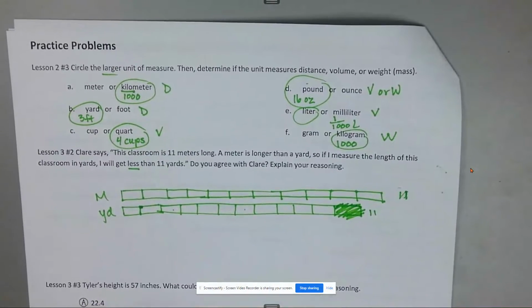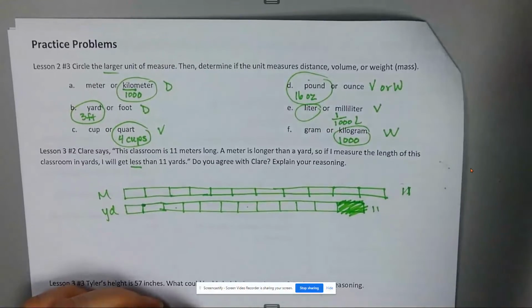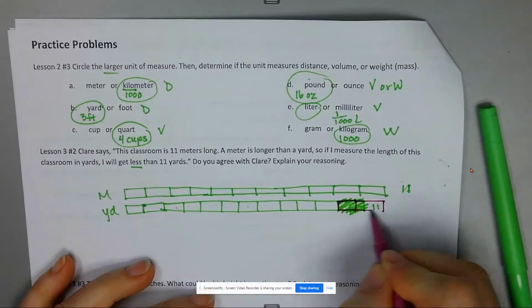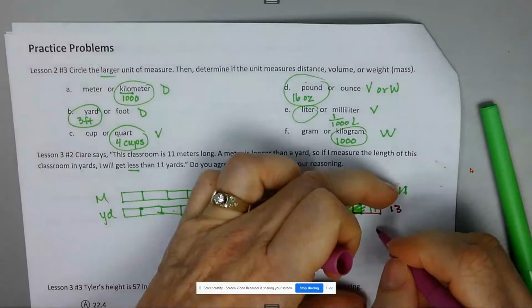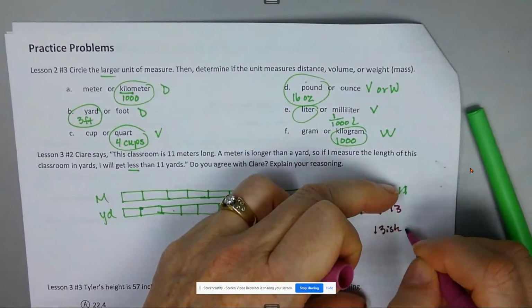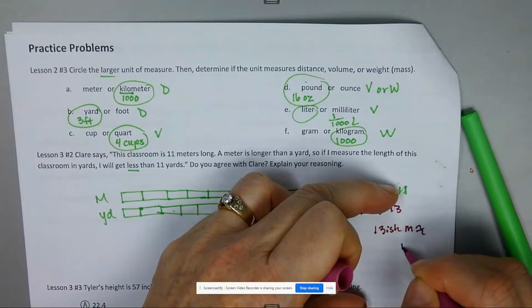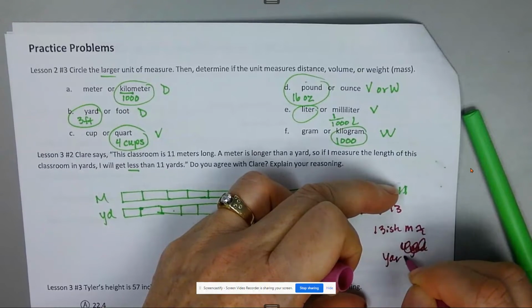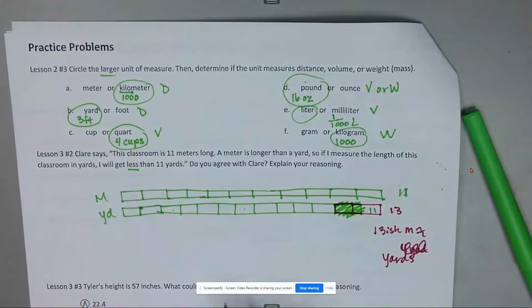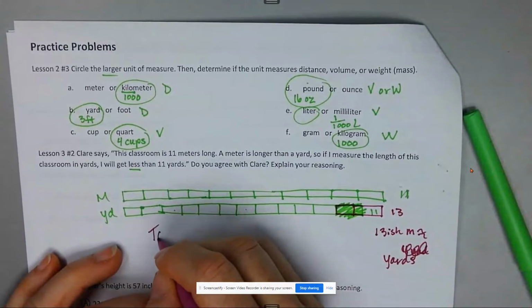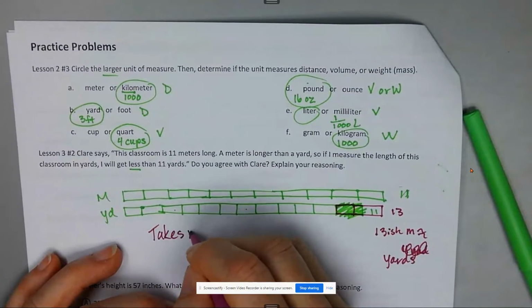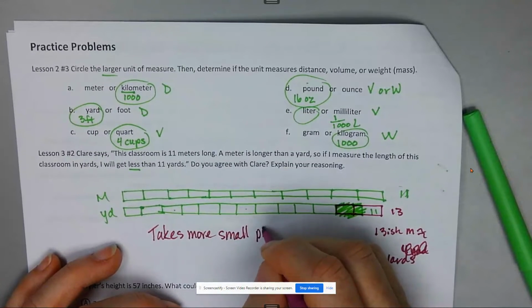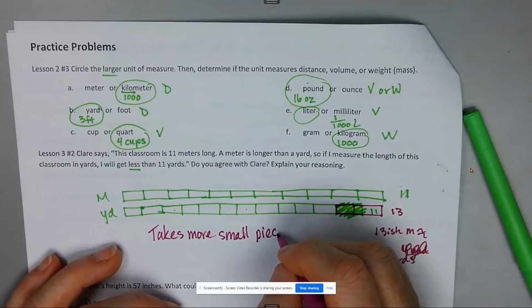which is longer. So if I need to do yards, I'm going to have 11. I'm going to have maybe 12. I'm going to have maybe 13. I would need 13-ish yards to be about 11 meters. So it takes more small pieces to equal the larger piece.